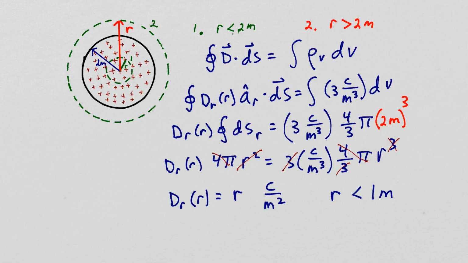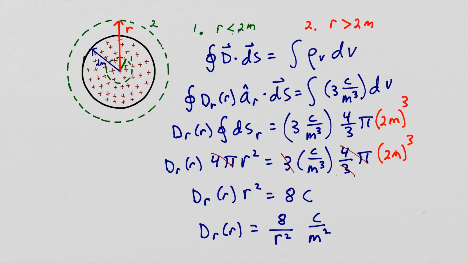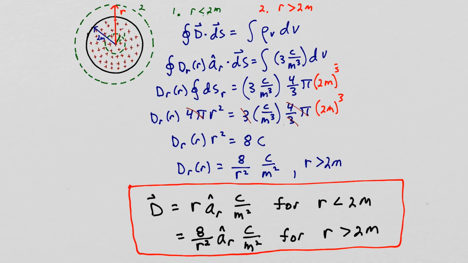The 4 pi's will still cancel and the 3's will cancel. The charge enclosed will always be 8 coulombs, the total charge on our sphere. Solving for our electric flux density field, we get 8 over r squared, and that will be coulombs per meter squared when you put r in meters. Combining this result for r greater than 2 meters with our previous result for r less than 2 meters, we have our electric flux density field everywhere.